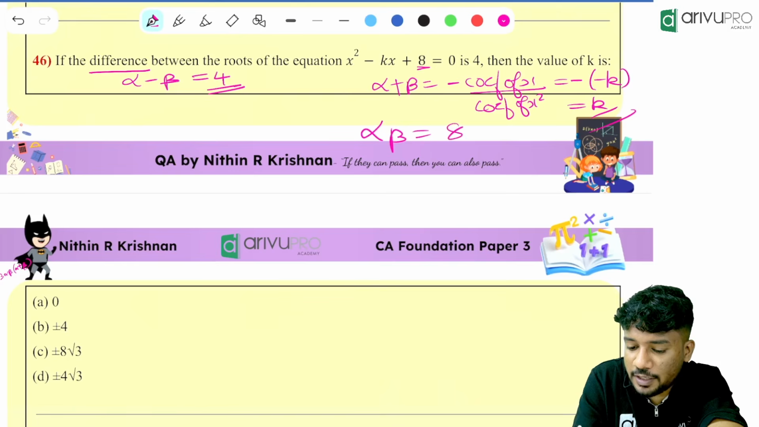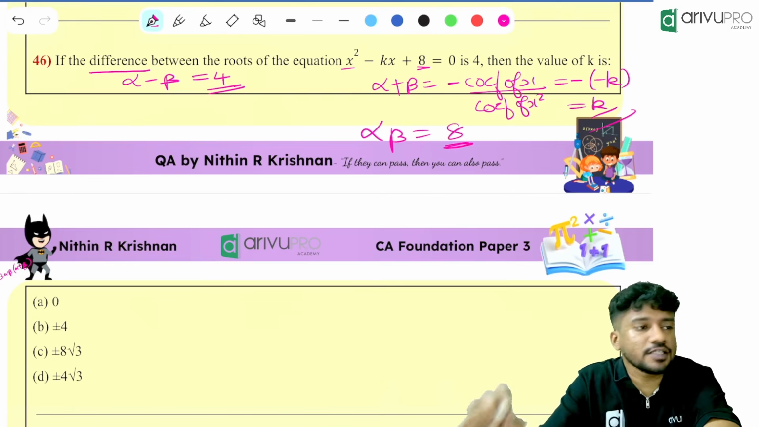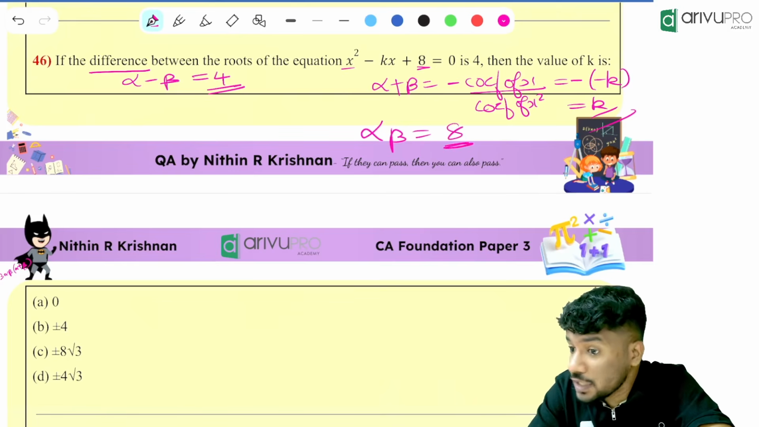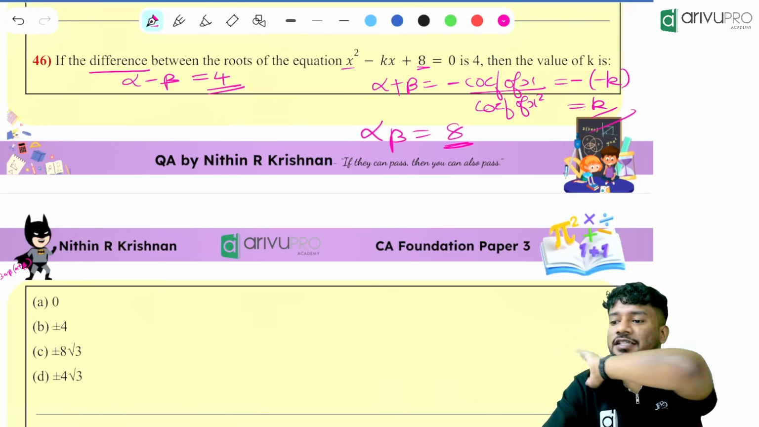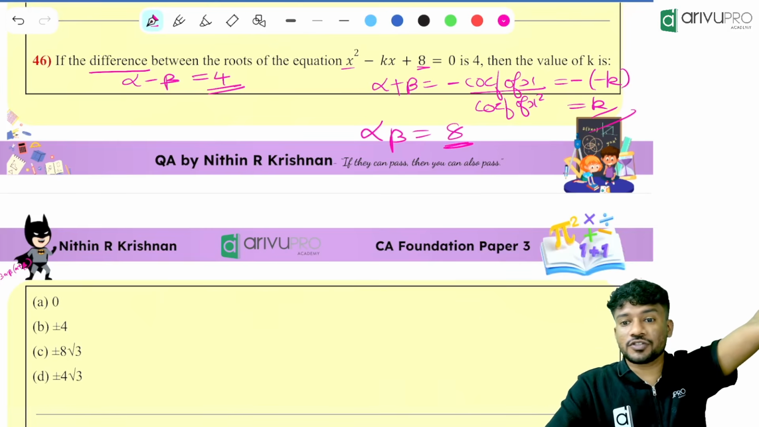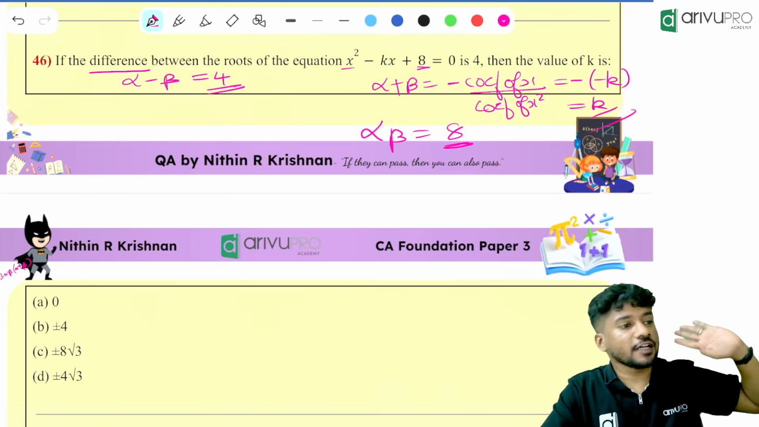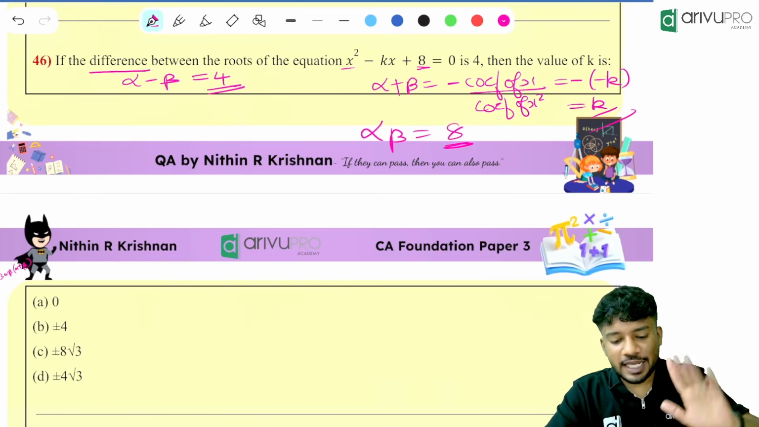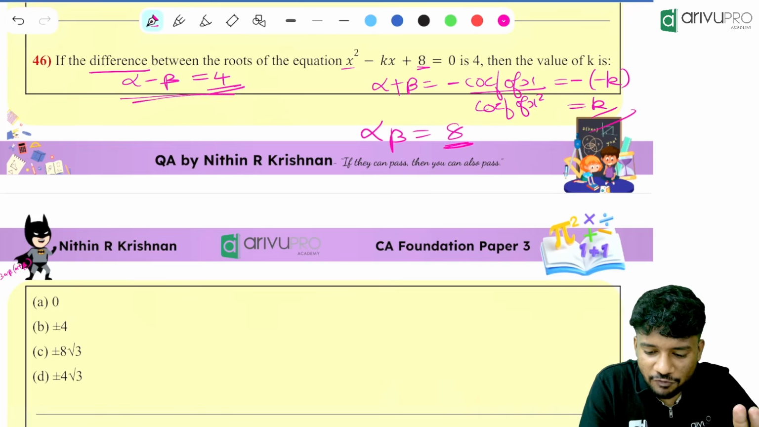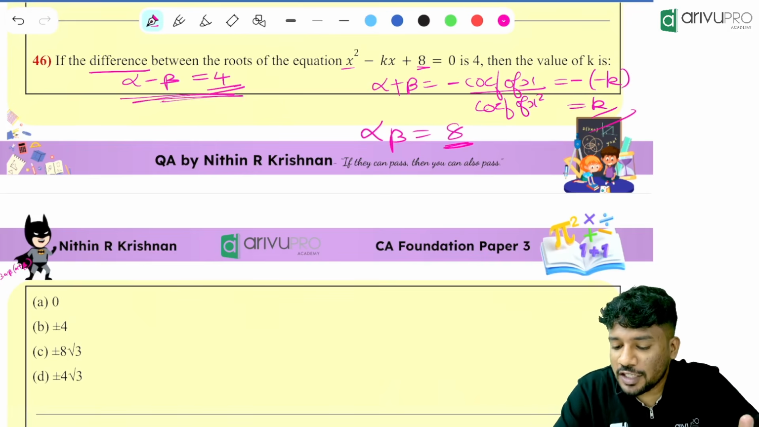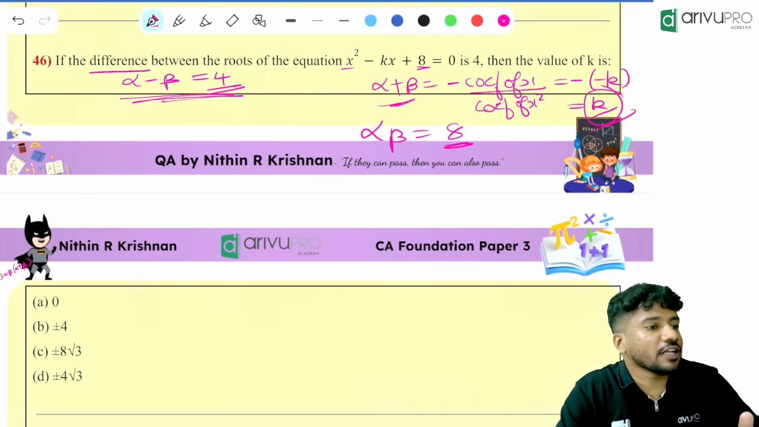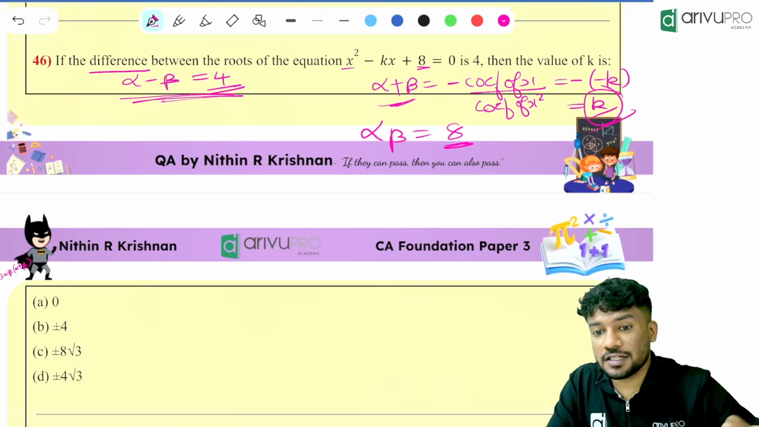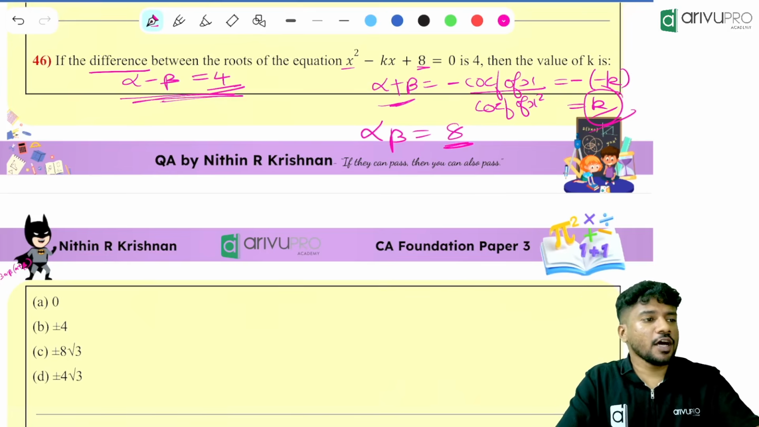Product of the root alpha beta is how much? Constant term divided by coefficient of x square, that is equal to 8. That is also there. Alpha plus beta is there. Alpha beta is there. Both the things are there for us, right in front of us. Now my next question, what have they given over here? Alpha minus beta. But we need to find alpha plus beta. Why? Because they are asking the value of k. K is nothing but sum of the root.